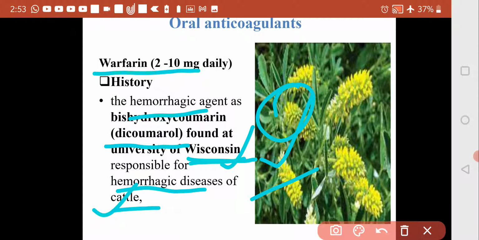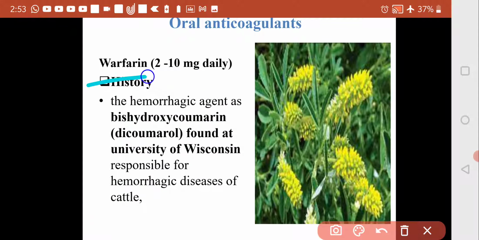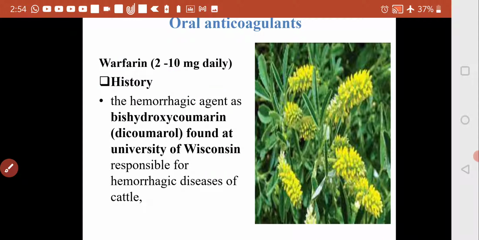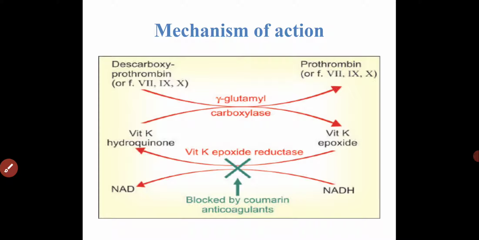So the name already suggests it: in the name warfarin, W is for Wisconsin, A is for Alumni Research Foundation, and Coumarin. So it's the Wisconsin Alumni Research Foundation Coumarin, and in short form it is warfarin. Warfarin is useful in a dose of 2 to 10 milligrams. So that's about warfarin, how it was identified and developed. Now let's see the mechanism of action.